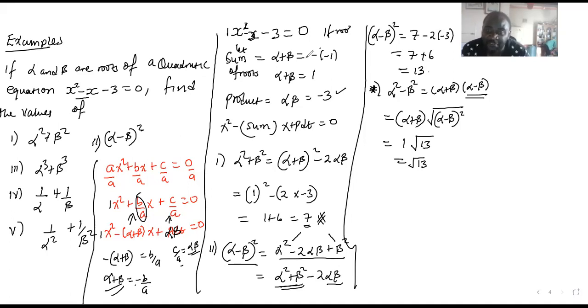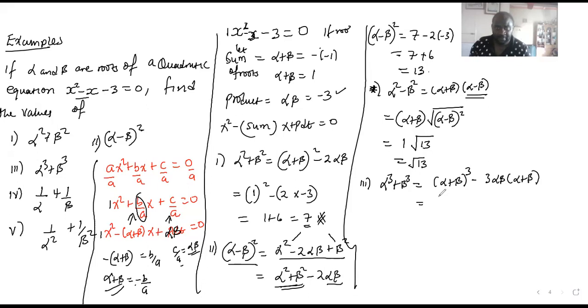So the lady, I don't know whether you're feeling better now. Yes, teacher. Can I proceed to the third example? The third example says alpha cubed plus beta cubed. You realize that we said it is the same as what? Alpha plus beta cubed minus 3 alpha beta into alpha plus beta. It is in terms of sum and product.